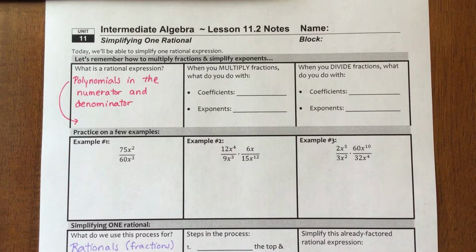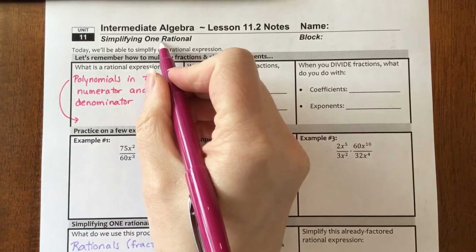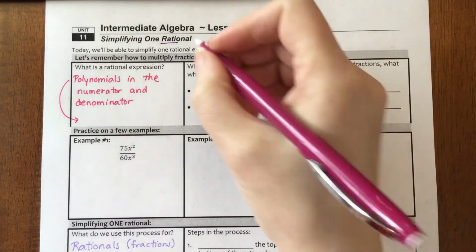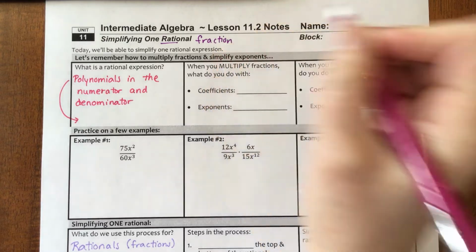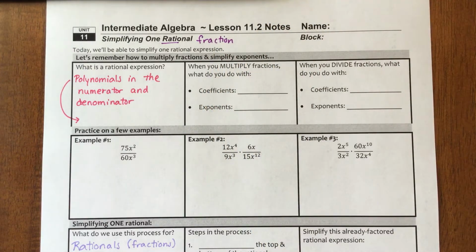Hey guys, we're back with lesson 11.2. 11.2 is our first delve into rationals. Rationals has the word ratio in it, and what that really means is a fraction. Okay, so everything we deal with for the next few lessons is going to be fractions, okay?